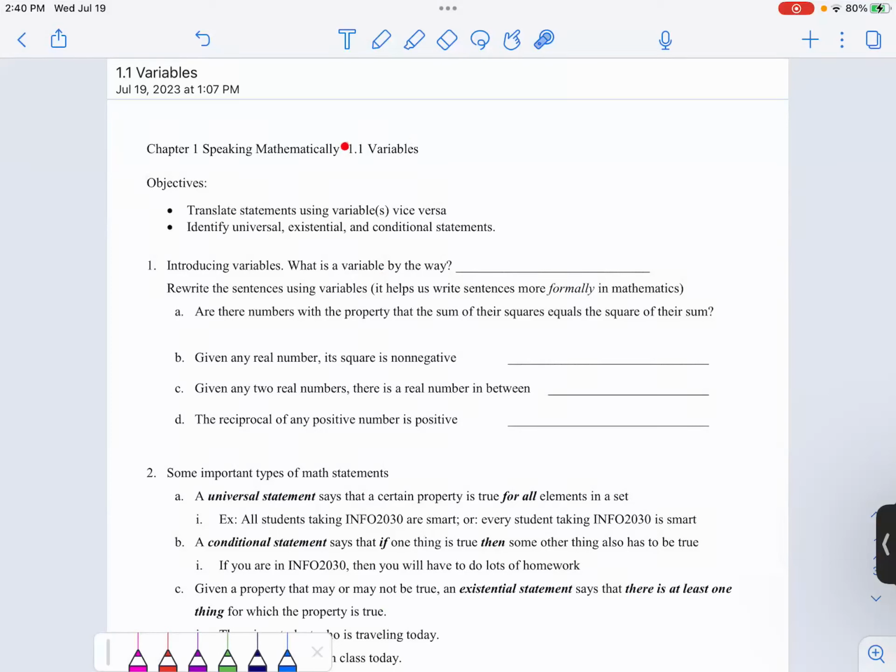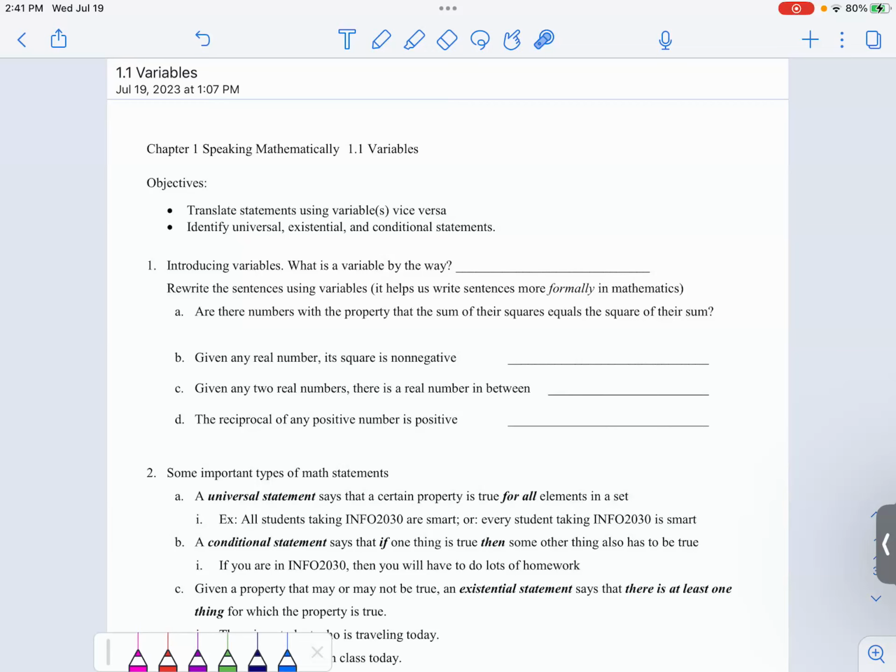This is section 1.1. In this section, one of the goals is to be able to translate English statements using variables and vice versa. That means when you have a statement that involves variables, you are able to translate that back into regular normal English without variables. The second objective is to learn some vocabularies: universal statement, existential statement, conditional statement, and combination of those statements.